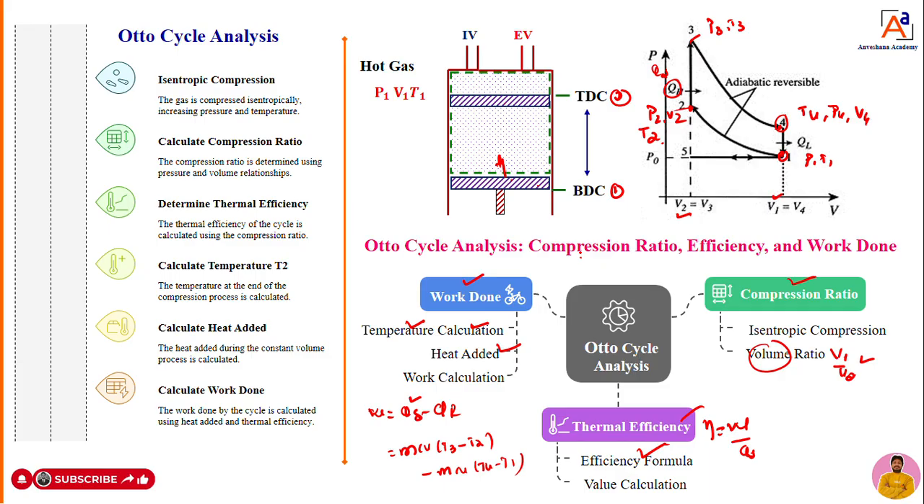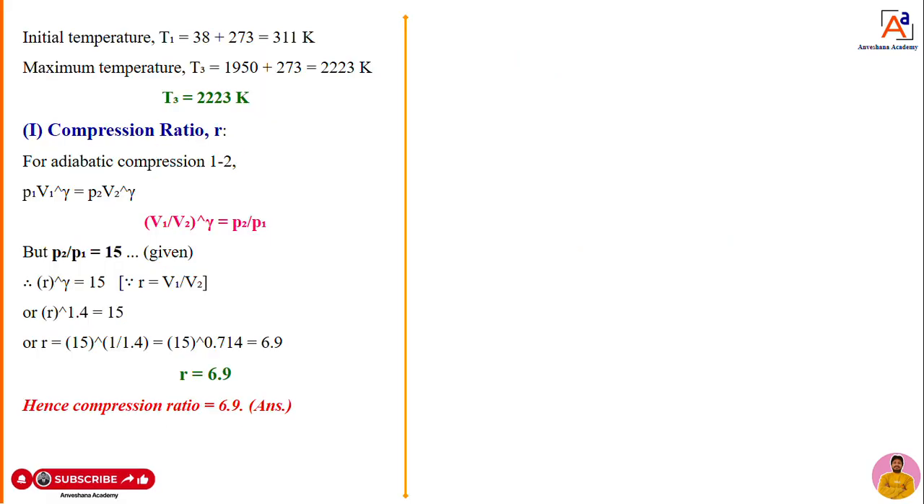Now I will solve this problem step by step. What is the first step? You have to list out the given data. What is T1? 38 degrees Celsius is given. I will convert it into Kelvin by adding 273, hence 311 K is the initial temperature, T1. Then he has given the maximum temperature, T3, as 1950 degrees Celsius. Converting it into Kelvin by adding 273, 2223 Kelvin is the maximum temperature, T3.